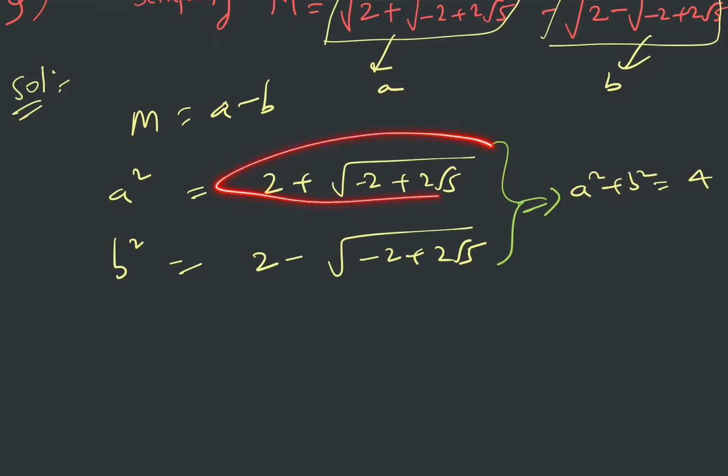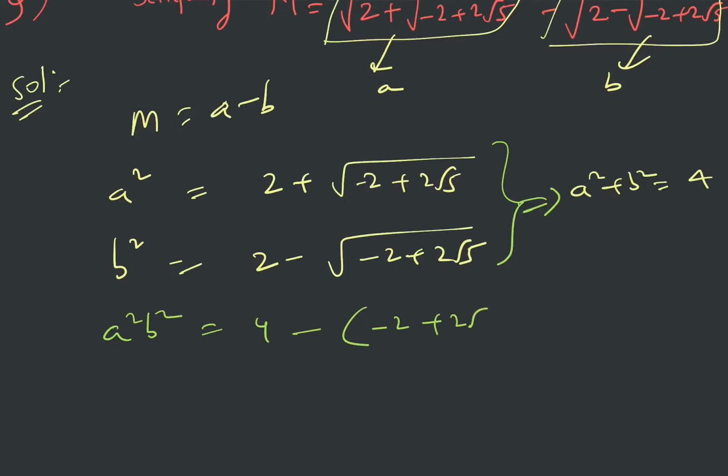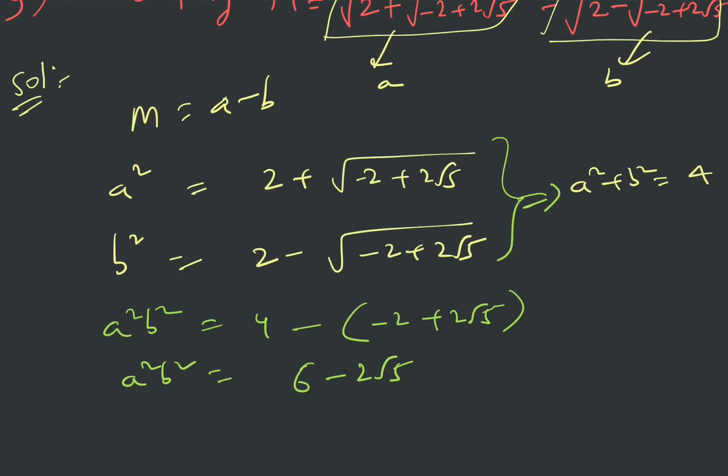And now you can see that these are conjugate pairs, right? This is 2 plus root something, 2 minus root something. So on adding we got rational, on multiplying also we'll get rational only. So A square into B square is A plus B into A minus B. So that is 4 minus 2 plus 2 root 5, which is 6 minus 2 root 5. So A square plus B square is 4, A square into B square is 6 minus 2 root 5.